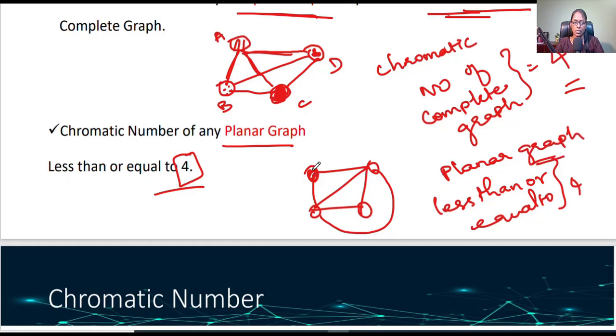If I give color 1 here, then here you can give a different color, and this should not come here. So here it is always 4. This one also needs colors 1, 2, 3 and 4.